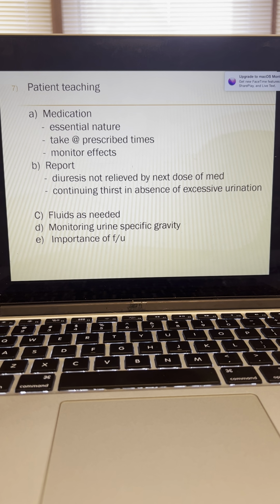Patient teaching, medications. It's essential that they take them at prescribed times and monitor for effects. They need to report diuresis that's not relieved by their next dose of medications, especially if they continue thirst in the absence of excessive urination. Fluids as needed. They want to monitor their urine-specific gravity and the importance of follow-up care. So these people really need to be followed by an endocrinologist.